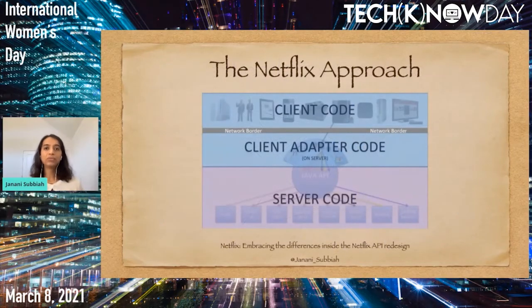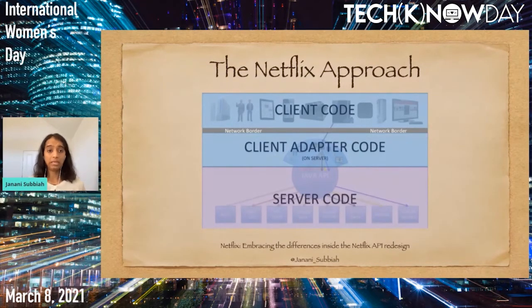While talking about backends for frontends, I think it would be unfair not to talk about this article from Netflix. It's titled Netflix Embracing the Differences Inside the Netflix API Redesign. And this is similar to backends for frontends, where there are three layers of code. The first layer, or rather the bottommost layer, is the server code, which is a Java API responsible for collecting content from other servers or for collecting information that may be needed by applications running on different devices.